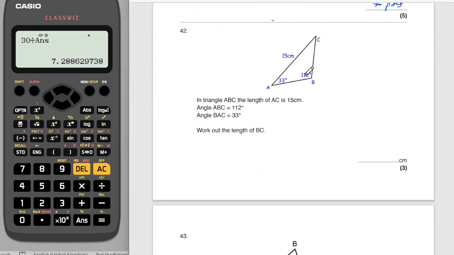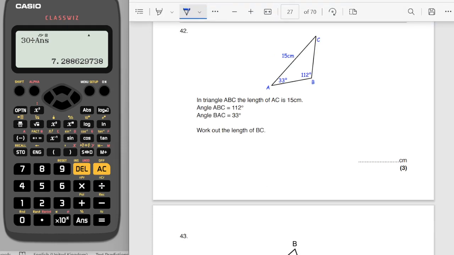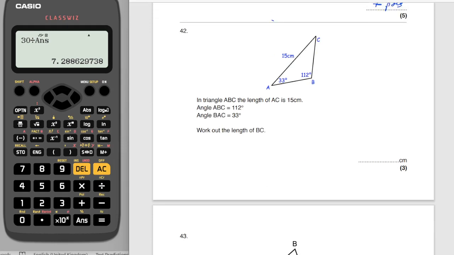Okay, question 42. Triangle ABC has length AC is 15. Angle ABC is 112. Angle BAC is 33. Work out the size of BC. So BC I'm going to call X for now. This is a non-right-angled trig question involving 2 sides and 2 angles. So we're using the sine rule.